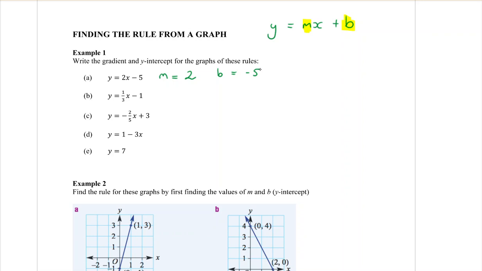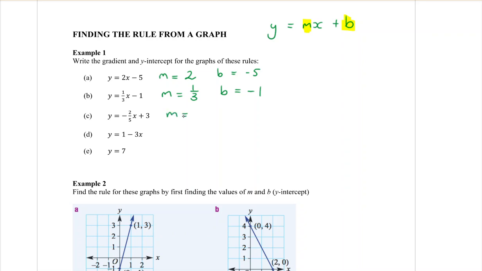All right, let's try that again. So b, y equals 1/3 x minus 1. The m, the gradient, is going to be the number in front of the x, which is 1/3. The b, which is the y-intercept, is the constant number, which is minus 1. Pretty easy, huh? Yeah. All right, let's do a few more.